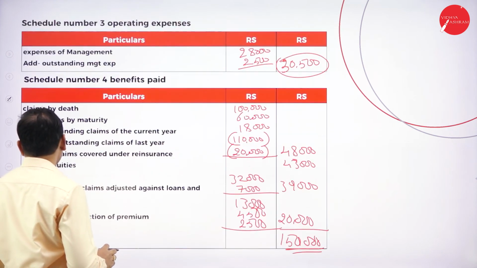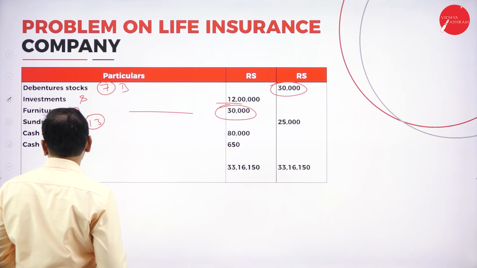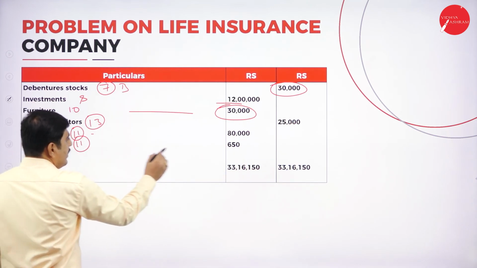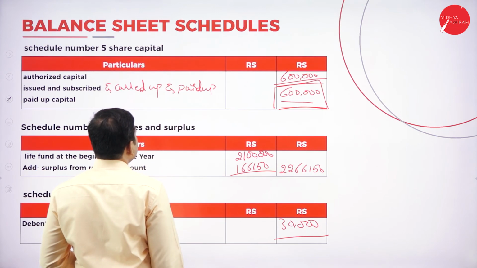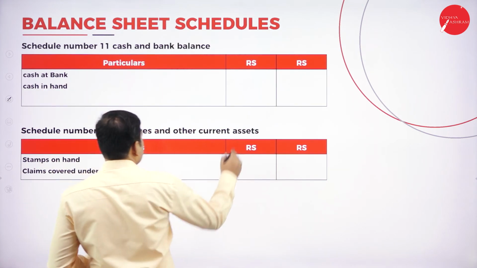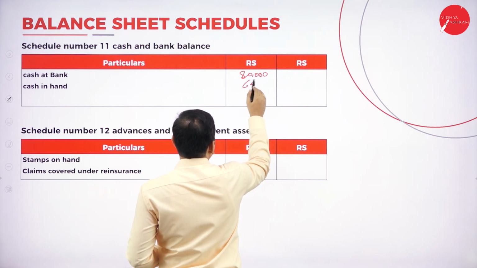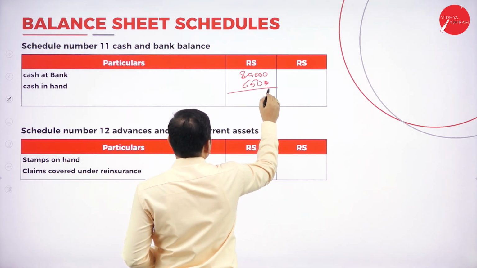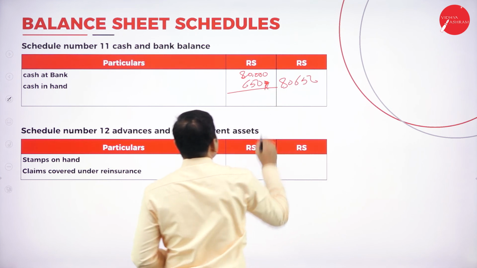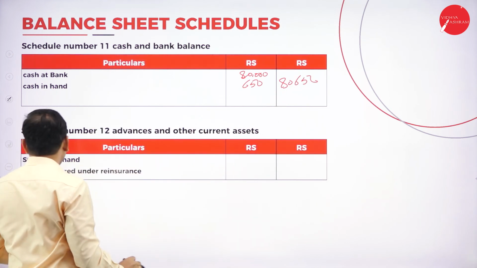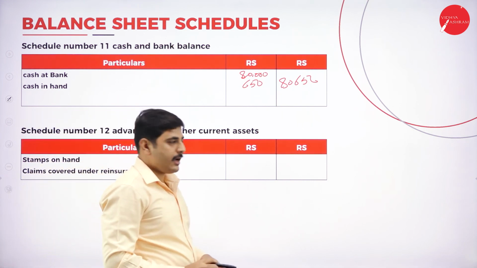Again, cash at bank and cash balance is schedule number 11. Let's look at the cash at bank and cash balance. Our cash balance is 80,650. So it is 80,000 here and 650. So total it is 80,650.